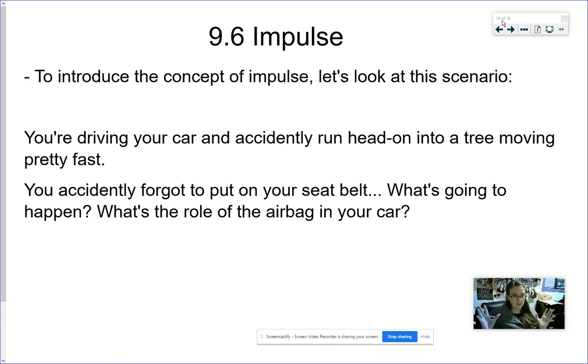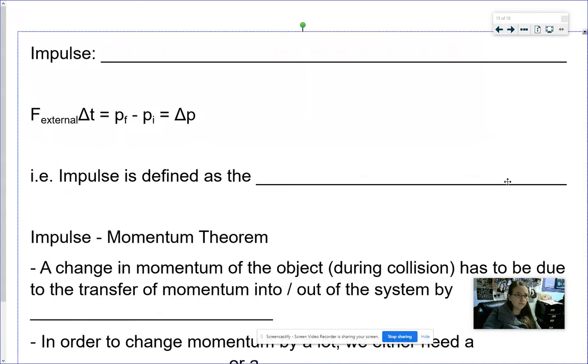So to introduce the concept of impulse, let's look at this scenario first. You're driving your car and accidentally run head on into a tree moving pretty fast. You accidentally forgot to put your seatbelt on. What's going to happen? What's the role of your airbag in your car? Obviously, we know what's going to happen, right? You're not wearing a seatbelt, so there's nothing there to prevent you from moving. You do have the airbag, though, so think for a bit what is going on in this situation, and think about that airbag. We're going to come back to that in just a little bit.